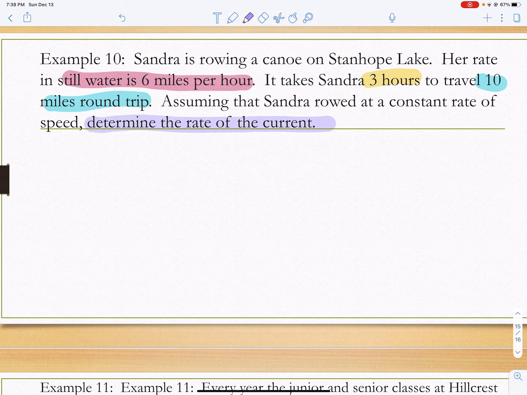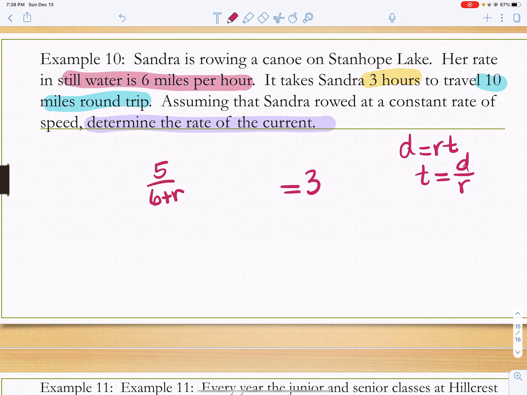So I do know something. I know that this took me a total of 3 hours, and I know distance equals rate times time. So wouldn't my time be distance over rate? I know that in still water it's 6 miles per hour and it's a 10-mile round trip. So I'm going to go 5 of those miles, and the water is going to be making me go faster. The current is going to be going against me or with me, pushing me faster.